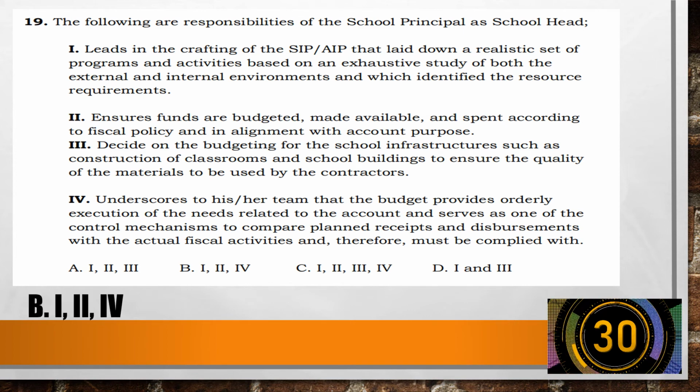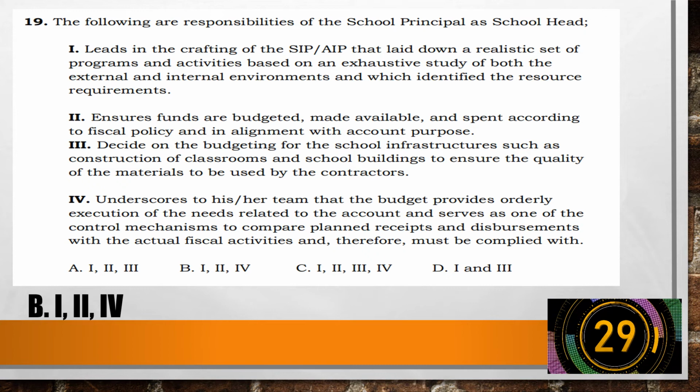And the correct answer is the letter B, 1, 2, and 4. These are the responsibilities of school head except for 3, to decide on the budgeting for the school infrastructures, such as construction of classrooms and school buildings, to ensure the quality of the materials to be used by the contractors is not anymore the work of the Department of Education, because the constructions of infrastructures and buildings is under the jurisdiction of the Department of Public Works and Highways.